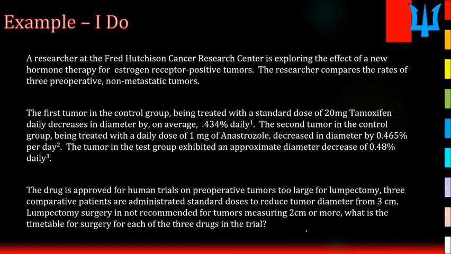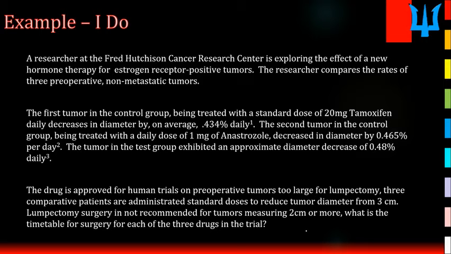3 comparative patients are administered standard doses to reduce tumor diameter from 3 centimeters. Lumpectomy surgery is not recommended for tumors measuring 2 centimeters or more. So what we want to find out is, using each of these 3 medicines, what would be an approximate timetable for surgery so that each of these patients could partake in a lumpectomy to remove the tumor.